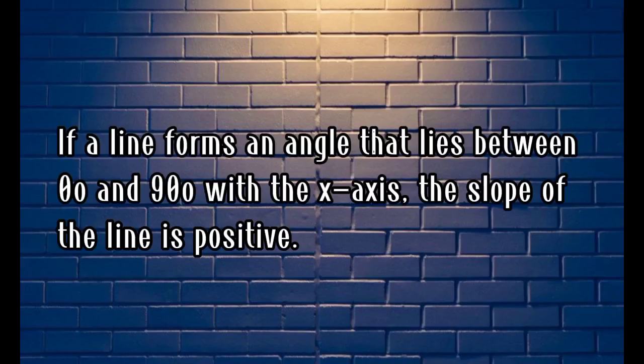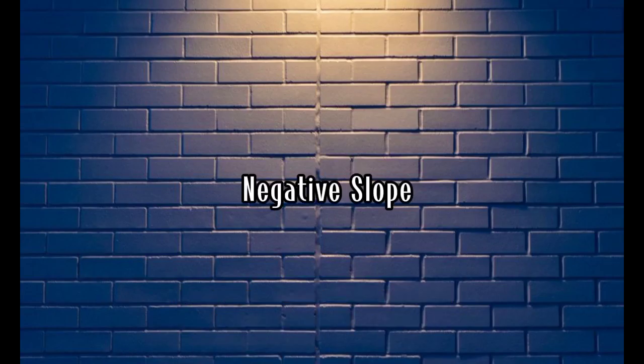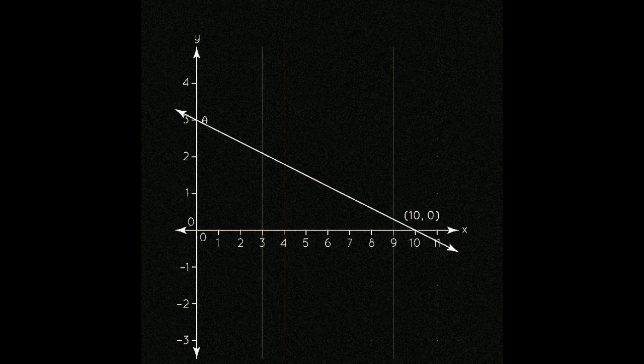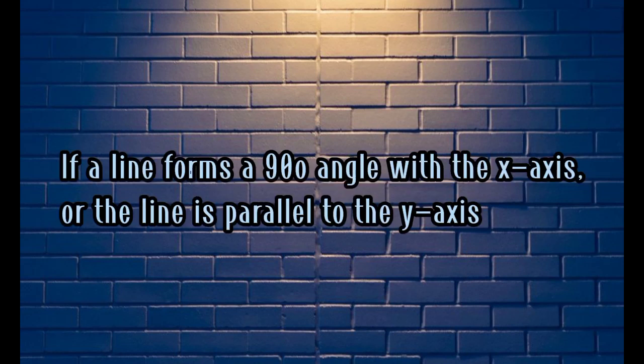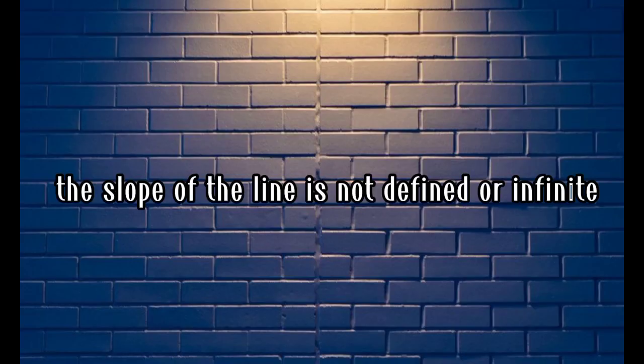Positive slope. If a line forms an angle that lies between 0 degrees and 90 degrees with the x-axis, the slope of the line is positive. Negative slope. If a line forms an angle that lies between 90 degrees and 180 degrees with the x-axis, the slope of the line is negative. Infinite slope. If a line forms a 90 degree angle with the x-axis or the line is parallel to the y-axis, the slope of the line is not defined or infinite.